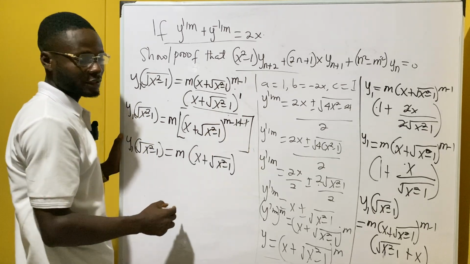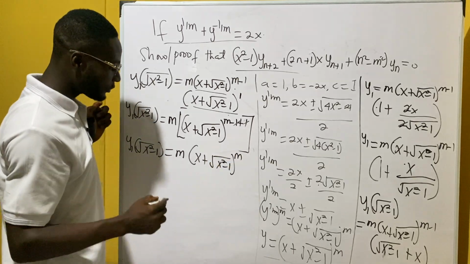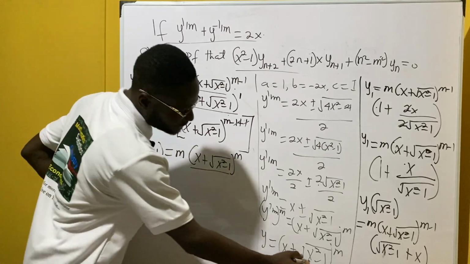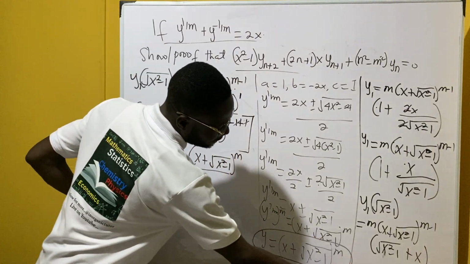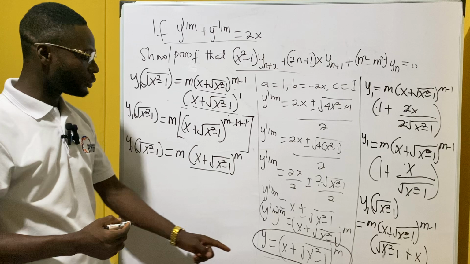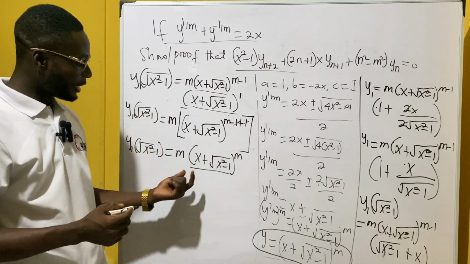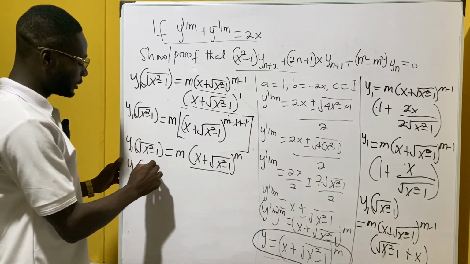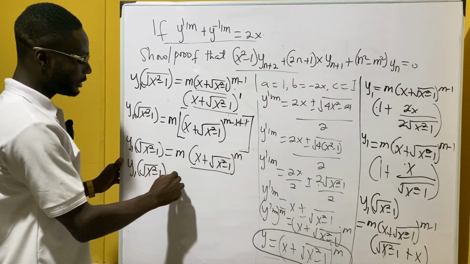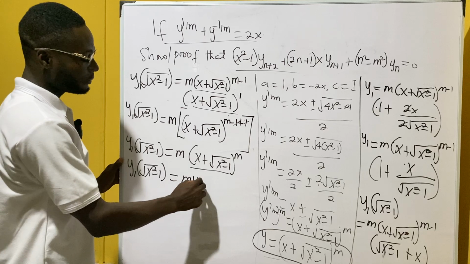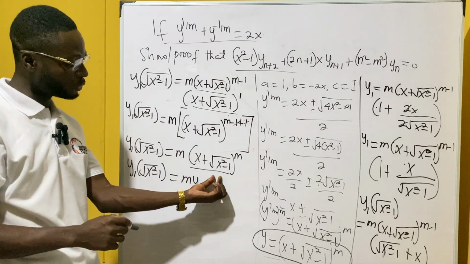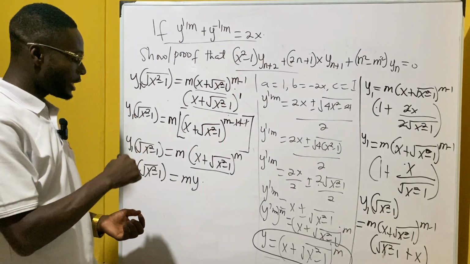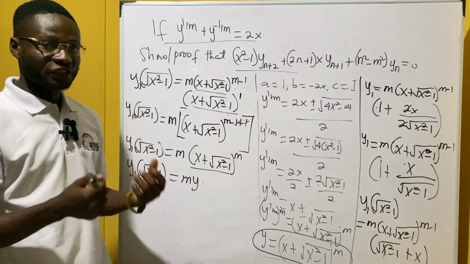Now this takes this, and we have our m right here, and we can see that this right here is representing the y. It's representing the y, so we substitute this y here in place of this function. So we have y prime into square root of x squared minus 1 is equal to m multiplied by y, because the whole function is y. So we do that substitution, then we can now differentiate the second time.